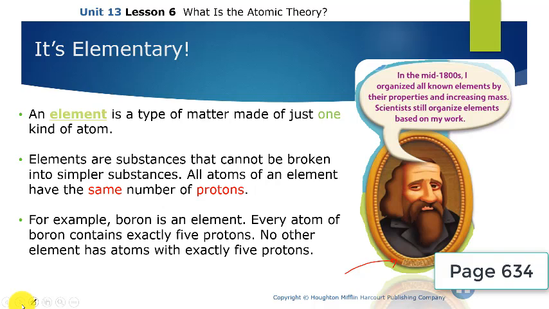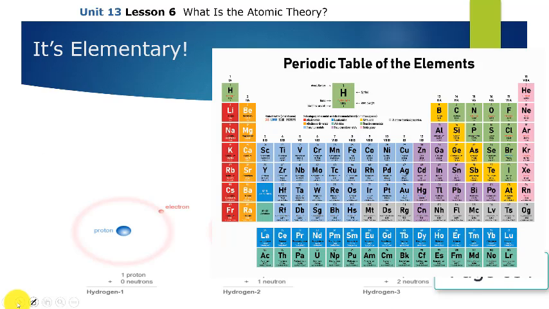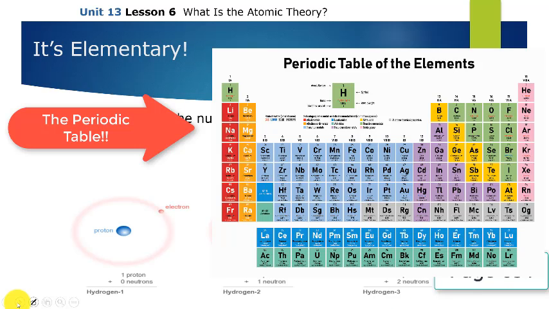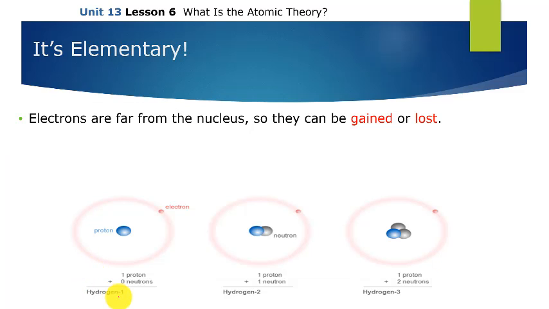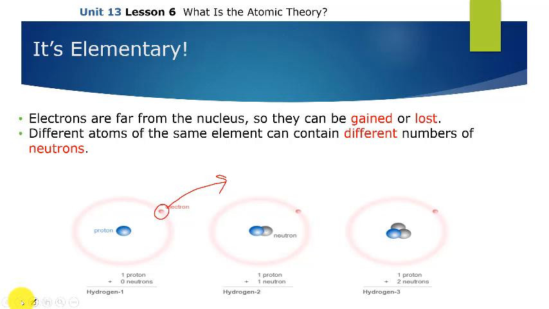Gold, if you remember, when you divide it into many pieces, there was only one specific kind of atom. That's the same for the other elements among the 118 of the periodic table. Okay, that's an element. And something about the elements: electrons are far from the nucleus. We know about that. So the electrons can be gained or lost by other elements. They can be gained or lost.